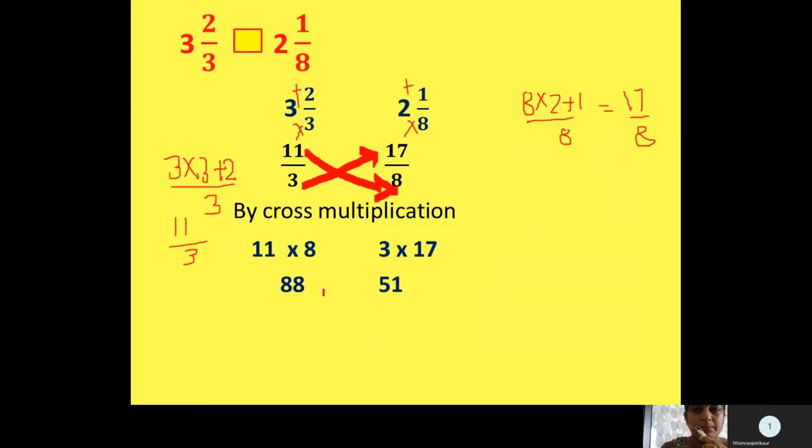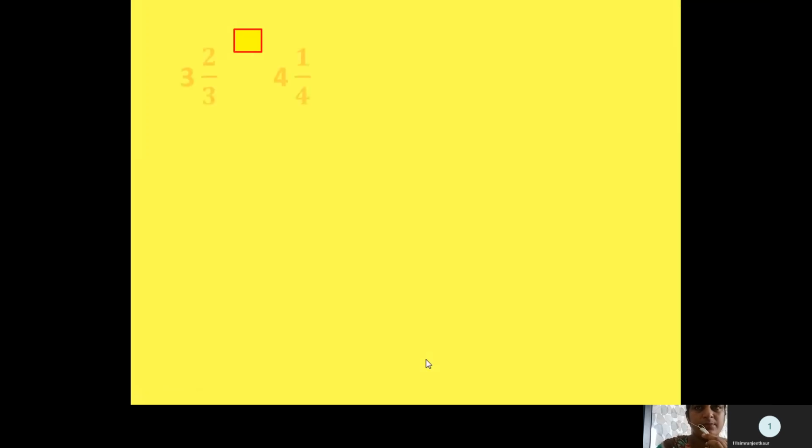Now we compare these two numbers. Among 88 and 51, 88 is bigger than 51. So the fraction on the left, that is 3 and 2 by 3, is bigger than 2 and 1 by 8. Let us do one more sum.